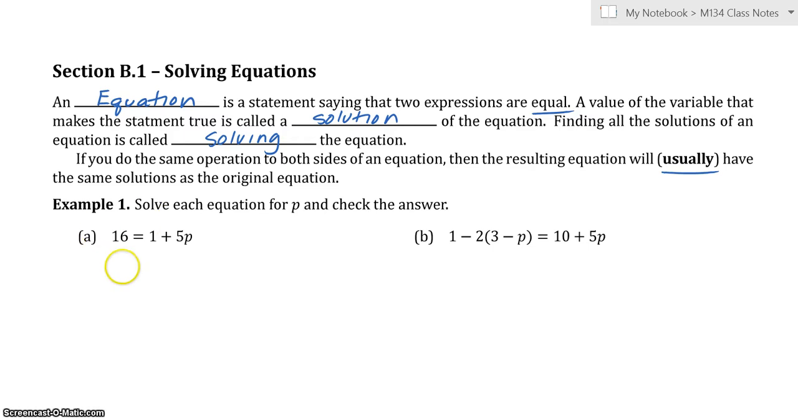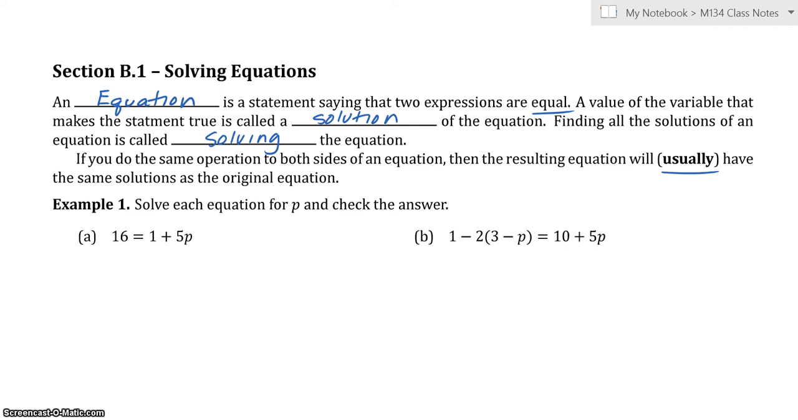So here's an example of an equation. 16 is equal to 1 plus 5p. And what we're going to do is try to do the same operation to both sides to isolate the p, to get the p alone.